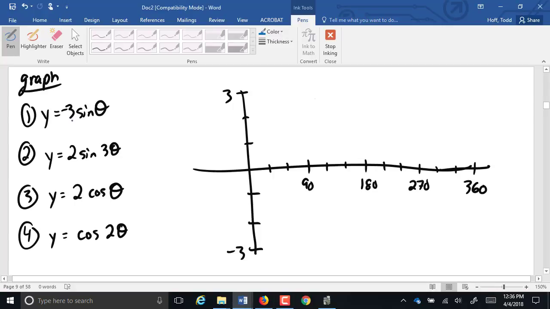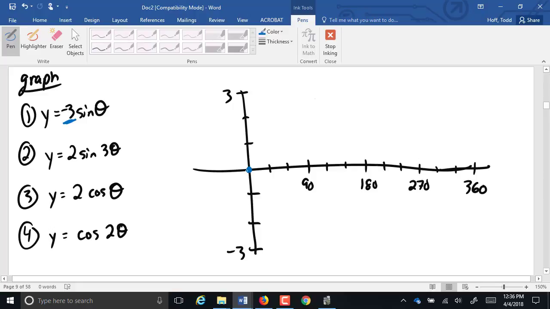So y equals -3 sine theta, and the 3 is my amplitude. So I have to go up to +3 and down to -3. There is no phase shift here. None of these have any phase shift in them. So we're going to start at 0 degrees. This is going to be the start of that sine wave.